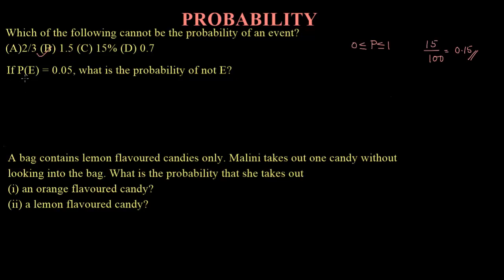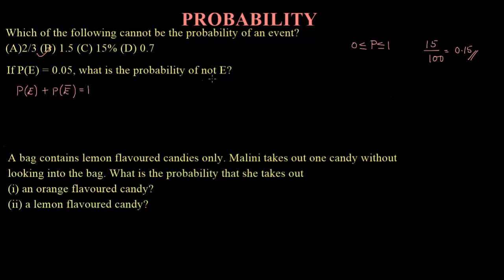Then the next question here: if the probability of any event E is 0.05, what is the probability of not E? I have just discussed in the introduction class of probability the formula which relates the probability of an elementary event and the probability of the complementary event. The complementary event is nothing but that event not happening, right? So what is the formula? P of that event happening plus P of that event not happening, which we indicate by using a bar, will always be 1.